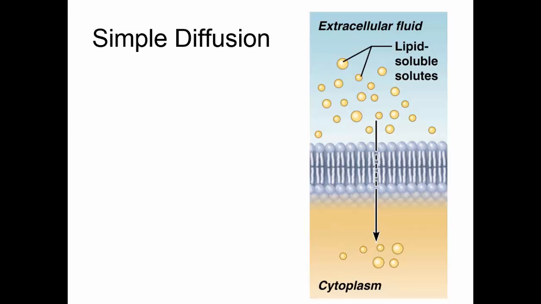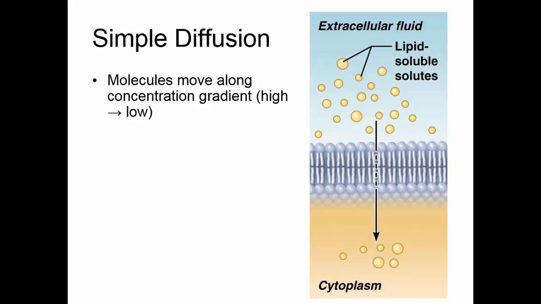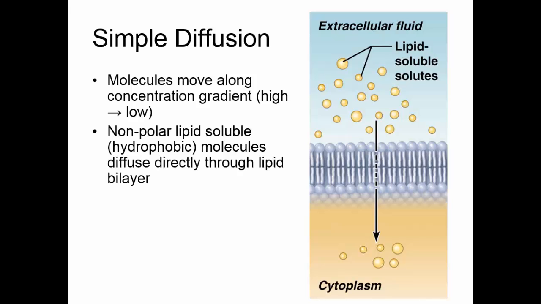So how does simple diffusion apply to a cell membrane? Again, the molecules will move along a concentration gradient from higher to lower. In the case of simple diffusion in the cell membrane, nonpolar lipid-soluble molecules can diffuse directly through the lipid bilayer. Nonpolar lipid-soluble molecules would be much like the phospholipid bilayer.